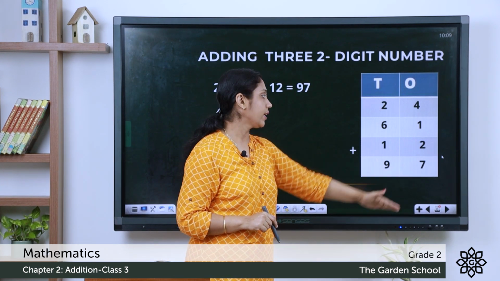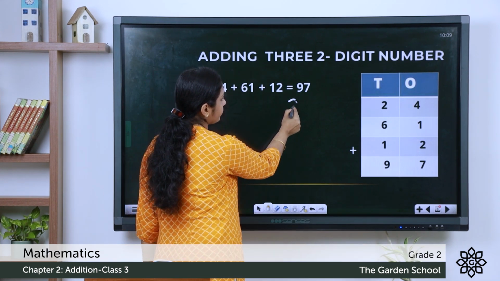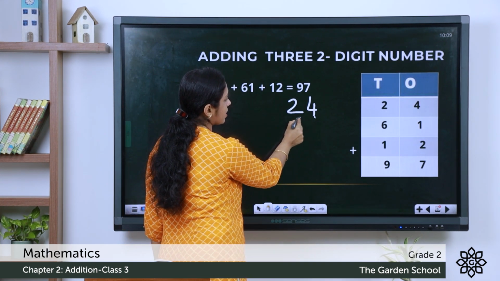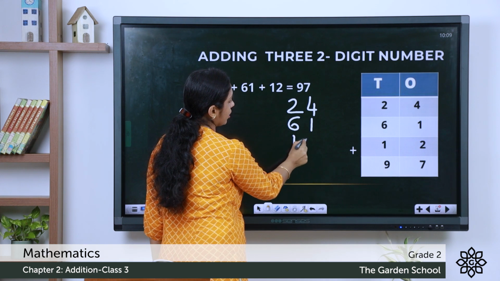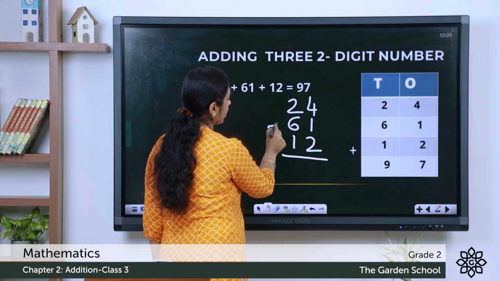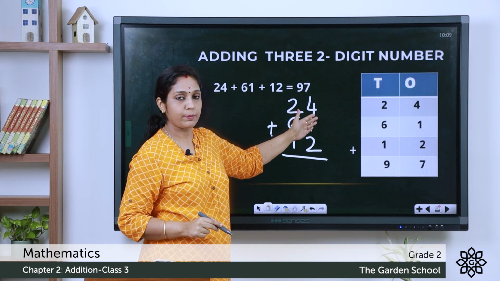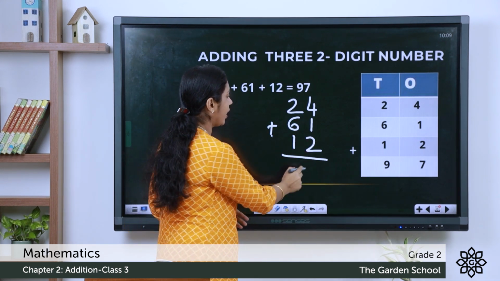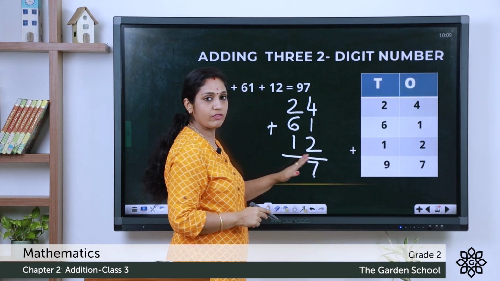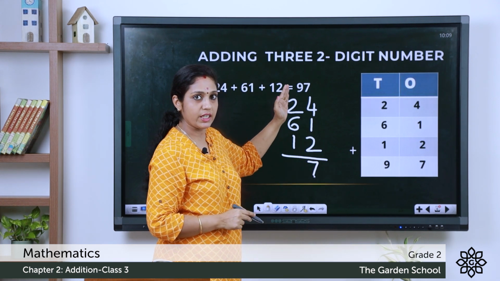So we need to calculate it. So 24 plus 61 plus 12. First, we have to add the ones position. 4 plus 1, 5. 5 plus 2, 7. So, write it under the ones position and then we will calculate the numbers which are in the tens position.